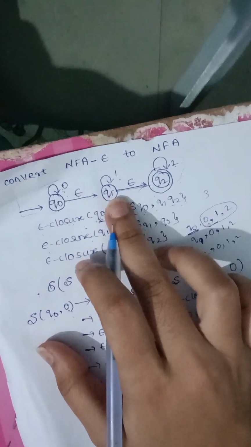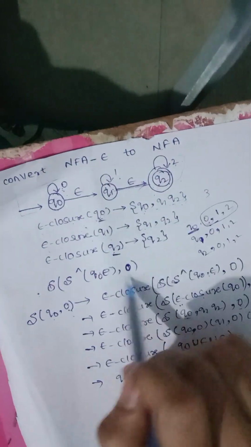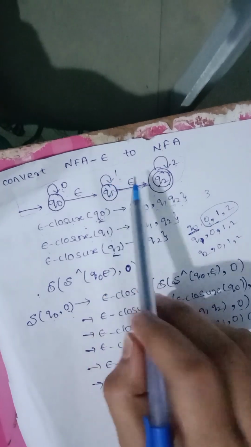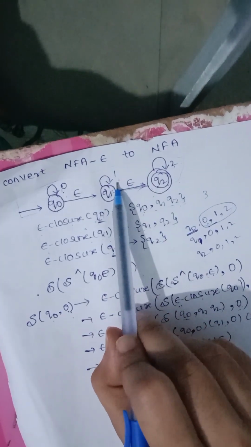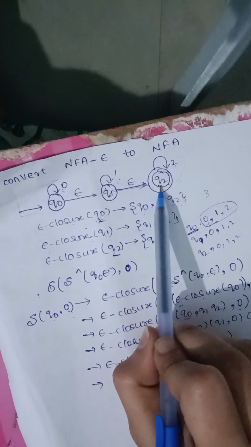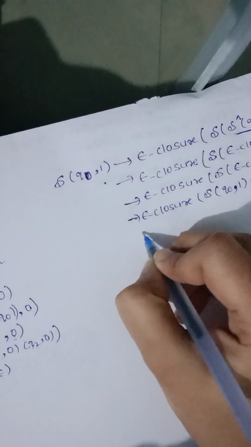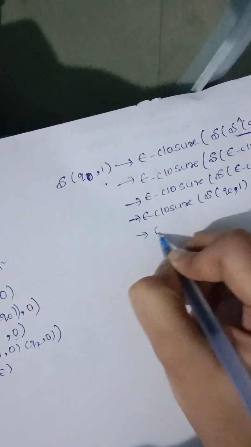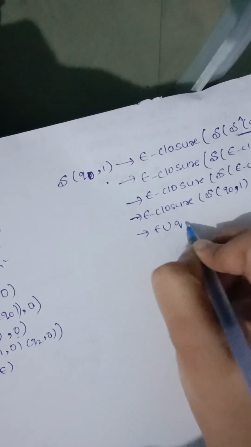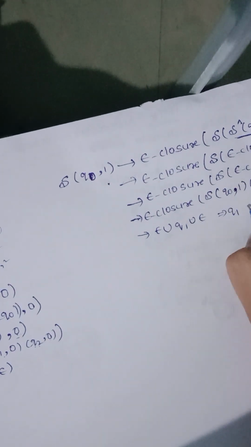For q1, is there any transition with 1? Yes, absolutely. q1 has a self loop and that one is 1, so we will write q1. Now here, is there any transition with 1? No. For that we will write epsilon union q1 union epsilon. What is the answer? q1.